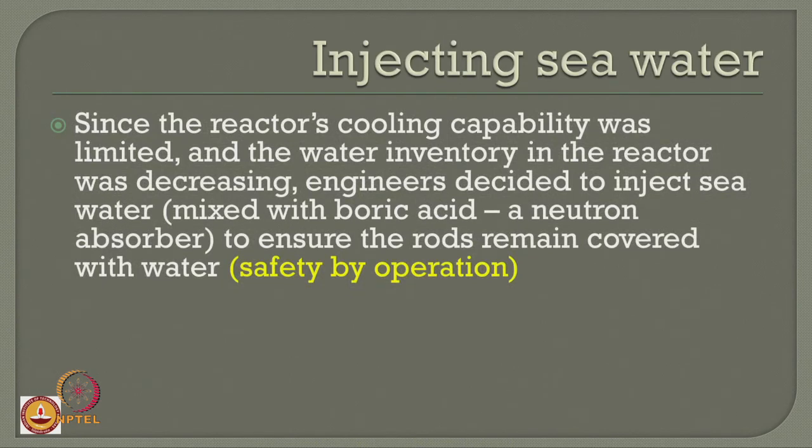Since the reactor's cooling capability was limited and the water inventory available in the reactor source was also limited, engineers decided to inject seawater mixed with boric acid, of course, a neutron absorber, to ensure the rods remain covered with water, because if they remain covered with water, it can bring down the heat, because the rods are now at a very high temperature of close to 1200 degrees centigrade.